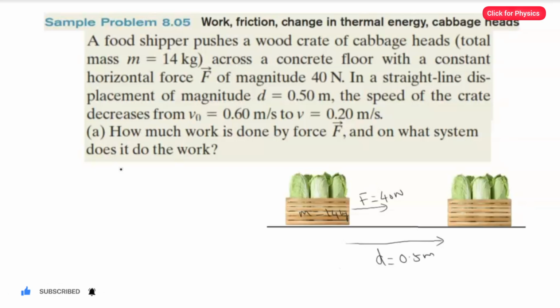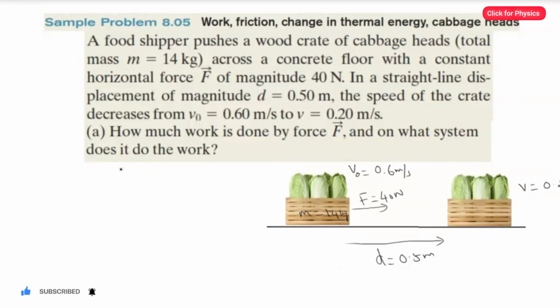And also the clear information they mentioned, the surface is the concrete surface. That's the reason its speed, after we applied 40 Newton of force, decreases from 0.6 meter per second. That means the initial speed after we applied 40 Newton is 0.6 meter per second. And it has the final speed because of the friction. So the final speed they mentioned here as 0.2 meter per second.